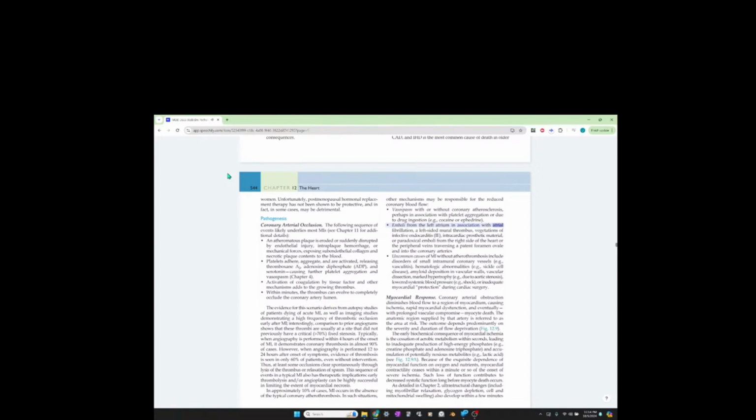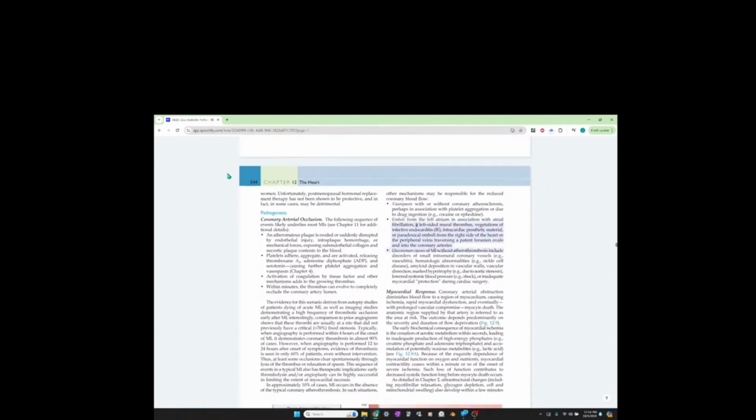In approximately 10% of cases, MI occurs in the absence of the typical coronary atherothrombosis. In such situations, other mechanisms may be responsible for the reduced coronary blood flow. Vasospasm with or without coronary atherosclerosis, perhaps in association with platelet aggregation or due to drug ingestion. Emboli from the left atrium in association with atrial fibrillation, or a left-sided mural thrombus. Vegetations of infective endocarditis, intracardiac prosthetic material, or paradoxical emboli from the right side of the heart or the peripheral veins traversing a patent foramen ovale and into the coronary arteries.